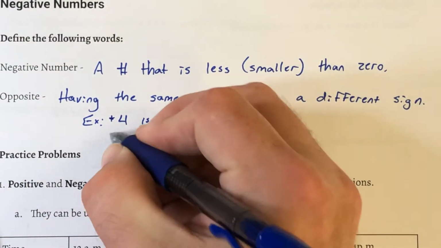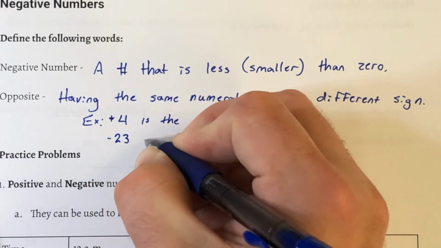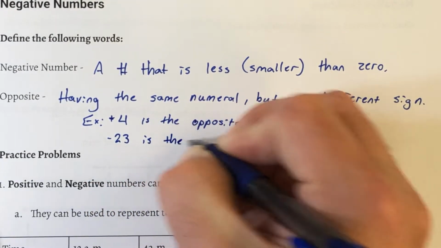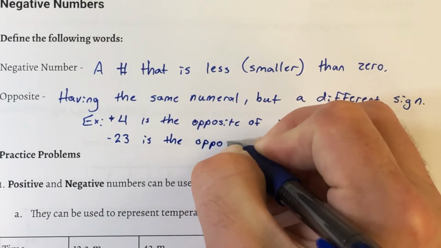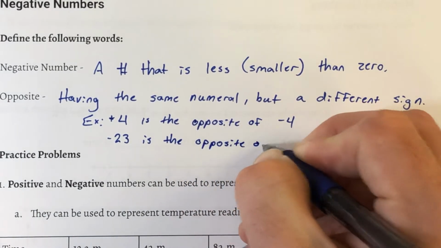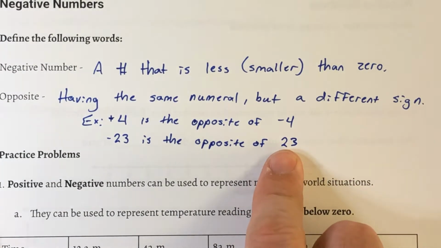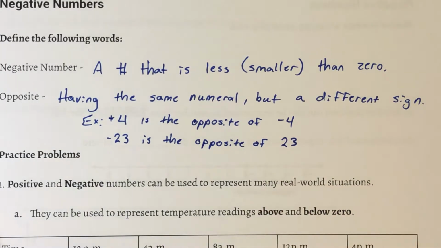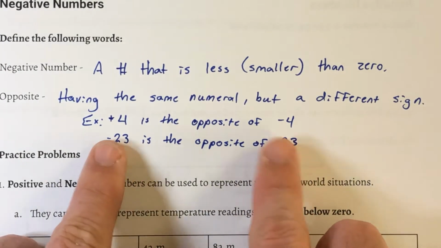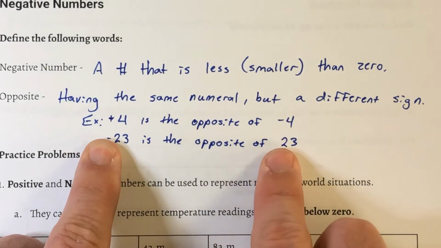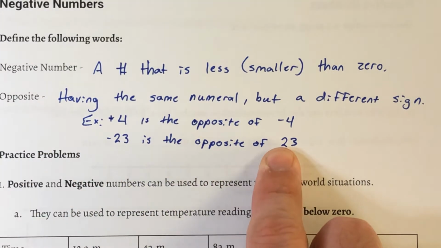Another quick example, let's say I have negative 23. Well, it is the opposite of positive 23. And again, I do not need to write the plus sign in front of it. It is understood that it is positive if I do not have anything in front of it. So same numeral, but different sign. One's negative, one's a plus or positive. And the positives are optional.